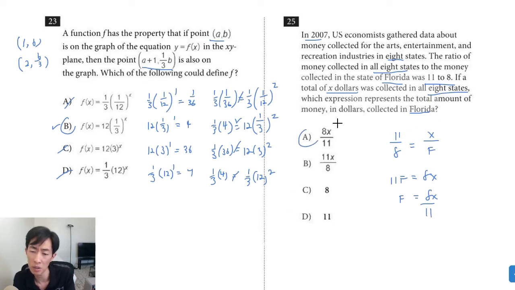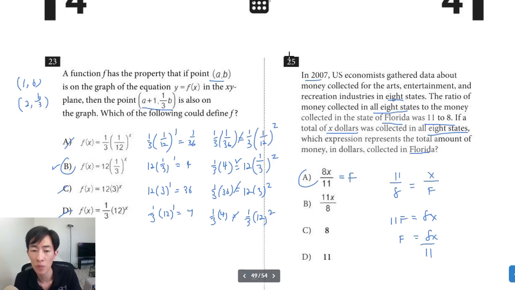You probably could have plugged in a number for X and then got F, and then using that same X solve for, because again, this whole thing equals F. That would have worked also, but the algebra is pretty simple, so I just did it that way.